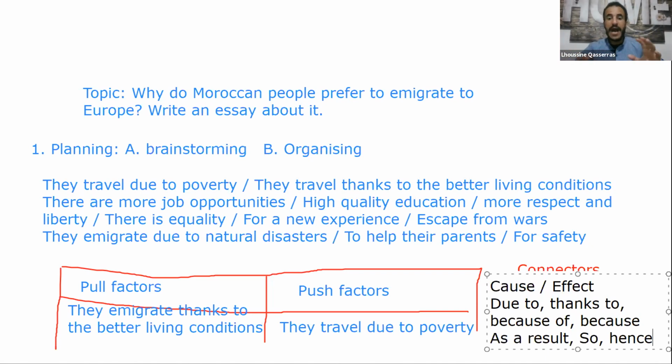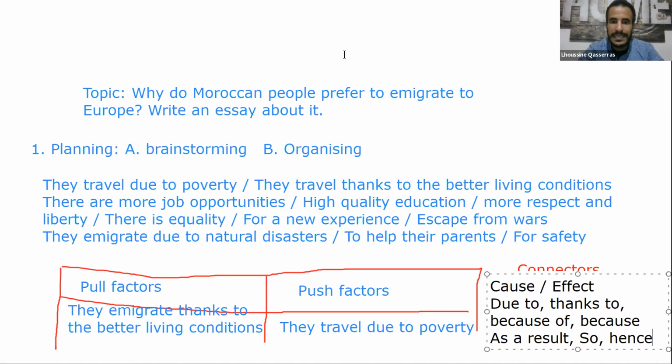Good. Now, you tell students work in pairs, work in groups. Now you have 20 minutes. You have to write 2 paragraphs. One paragraph is about pull factors, and one paragraph is about push factors. And they start writing. Here, are they going to care about mistakes? No, they're just drafting. Thank you, it's just a draft. Good.